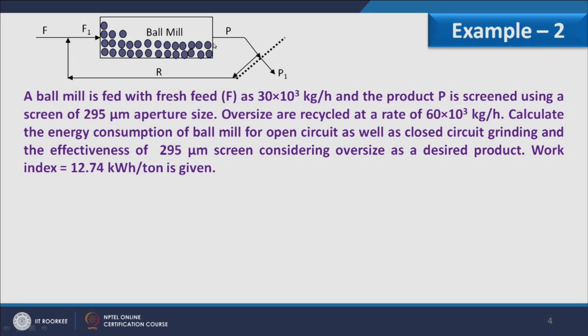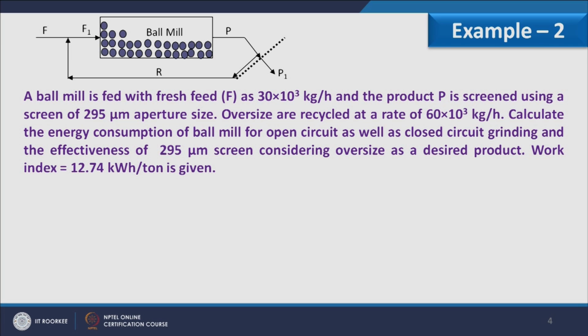The product of the ball mill, that is capital P, is coming from the ball mill after crushing, and this product is passed through a screen which has an aperture size of 295 micrometer. When this P is passed through this screen, some of the material is collected as undersize, and this we have denoted as P1. The oversize of this screen is undesirable, so that will be recycled back to the crusher. So, in this case F is the makeup feed and P1 is the final product. R we have denoted as recycle.